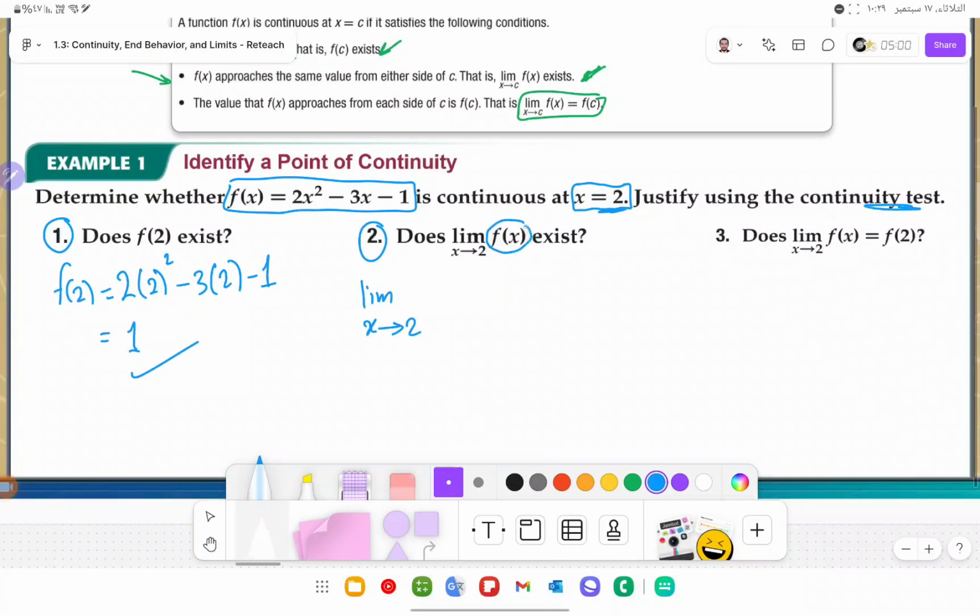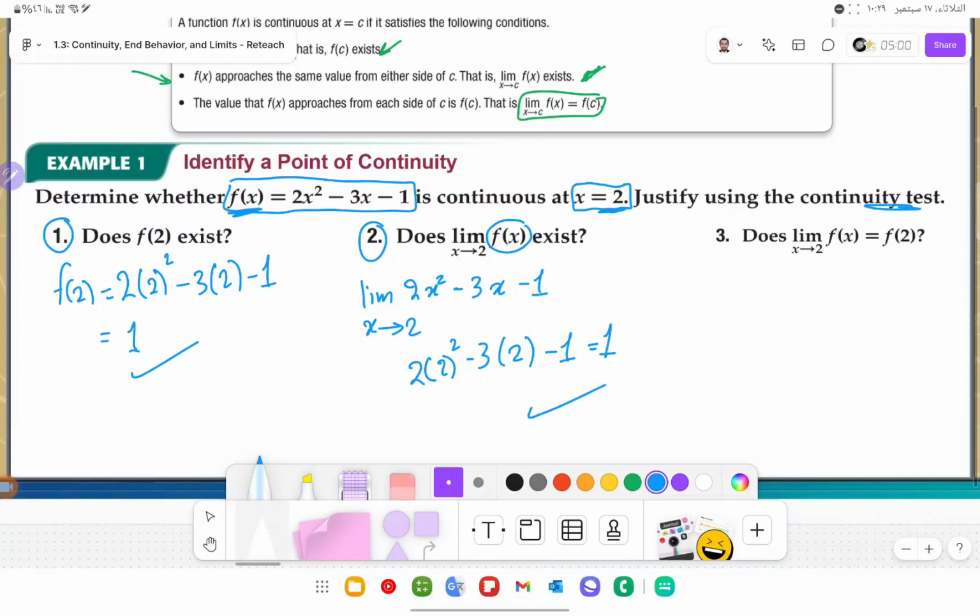Now f of x, what is f of x? This function. What is f of x? 2x squared minus 3x minus 1, right? So let's write it: 2x squared minus 3x minus 1. Now let's replace every x with 2. So it will be 2 times 2 squared minus 3 times 2 minus 1. So what's the answer? Is this one similar to this? Yes, same. So it also equals 1.